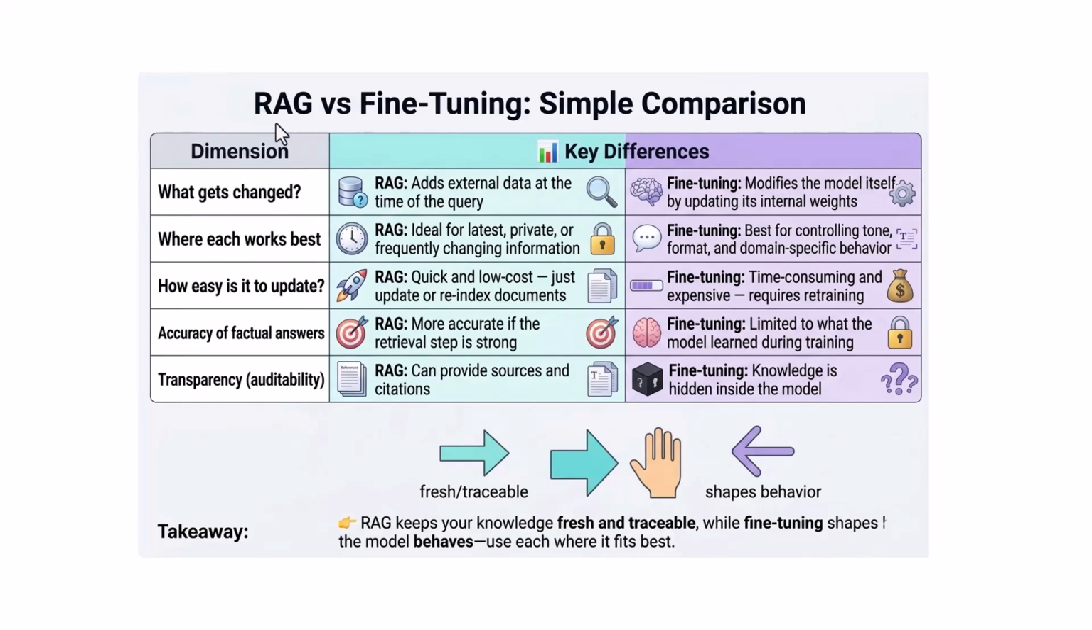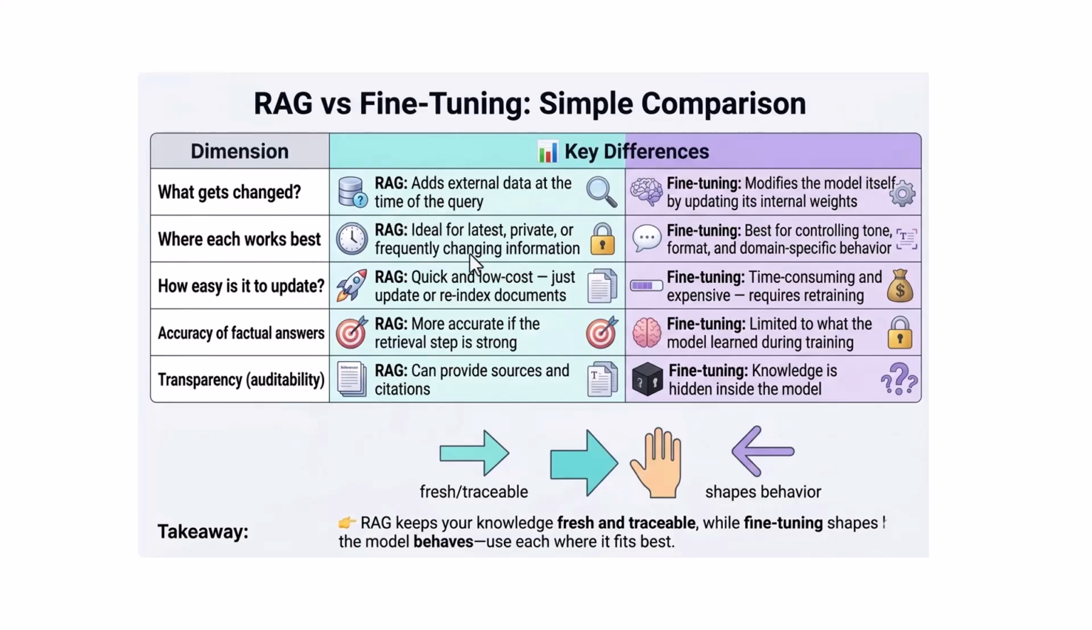Let's understand the difference between RAG and fine-tuning. Let's compare RAG versus fine-tuning across different dimensions. The first one is in terms of what gets changed. RAG adds external data at the time of the query, whereas fine-tuning modifies the model itself by updating its internal weights. And let's understand where each works best.